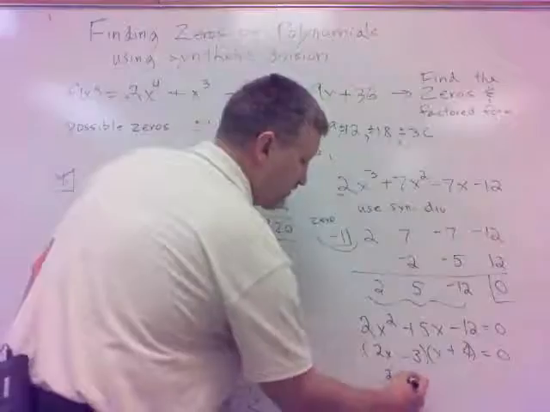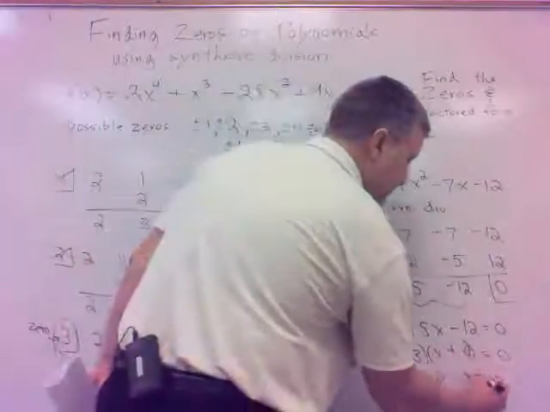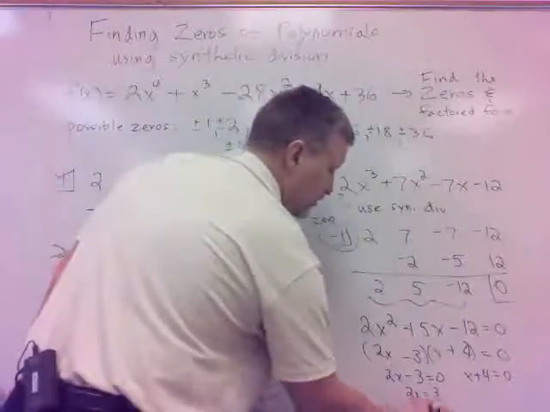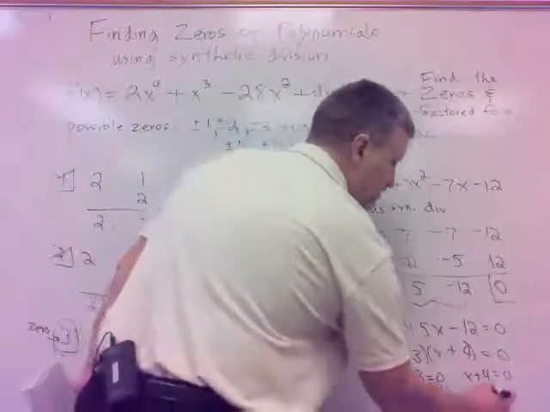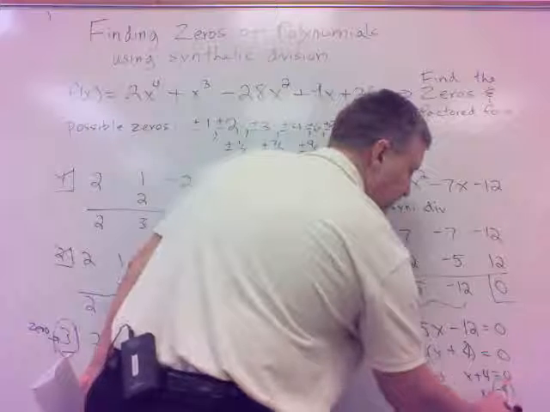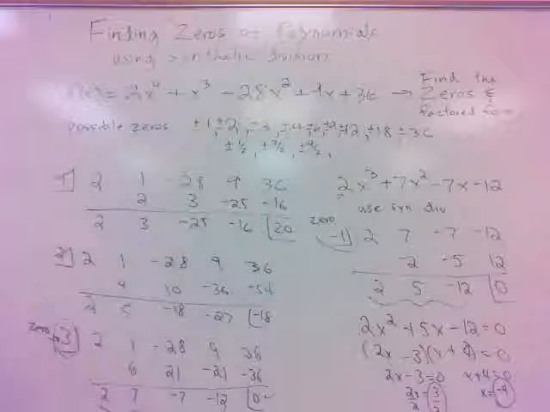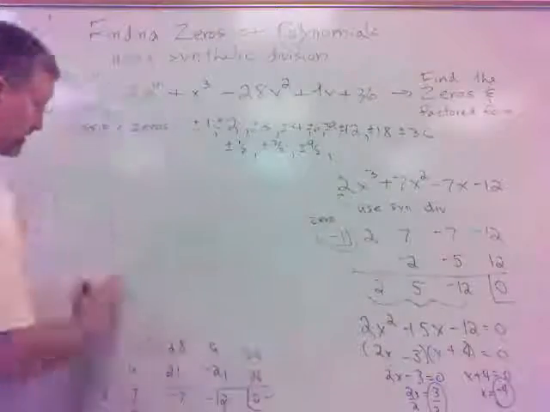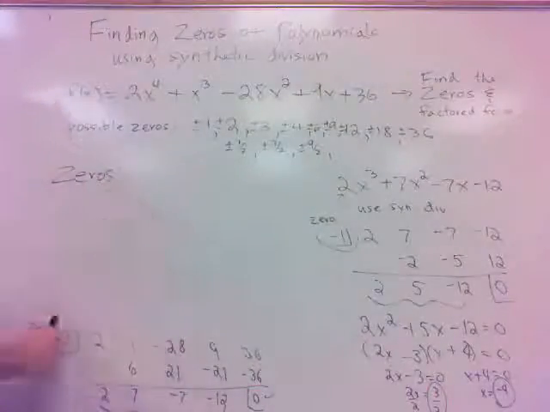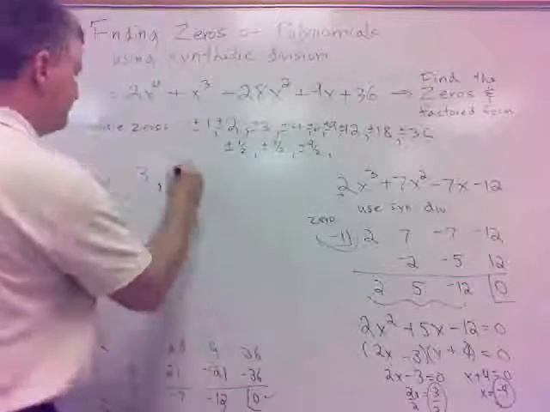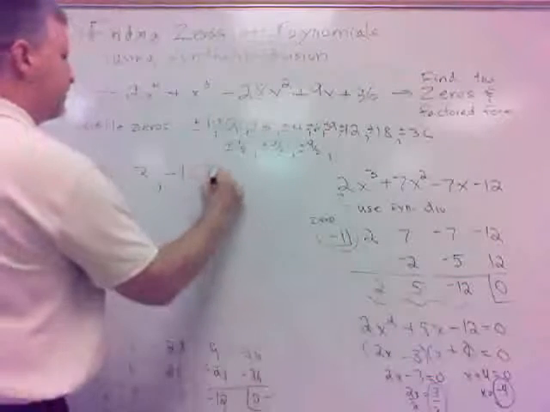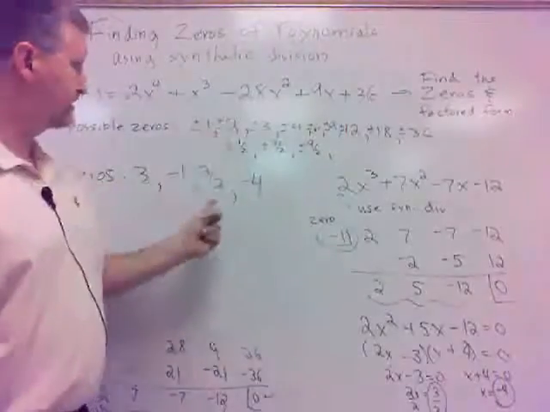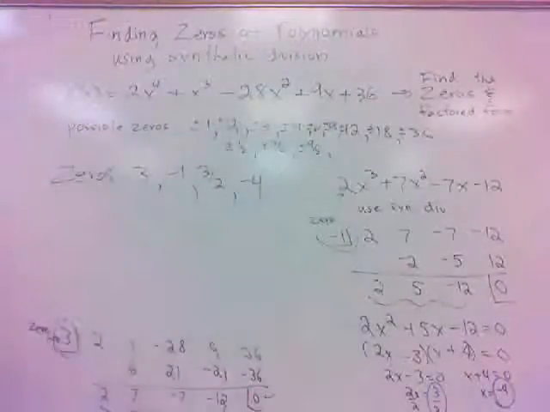All right, so 2x minus 3, set equal to 0, x plus 4. Yeah, there's my other zeros, isn't it? Add 3, divide by 2. Subtract 4, negative 4. So, all told, what are my zeros? 3, 1, negative 1, 3 halves, and negative 4. Those are all on the list: 3 is, negative 1 is, 3 halves is, negative 4 is. Yeah, so that was a good list there.